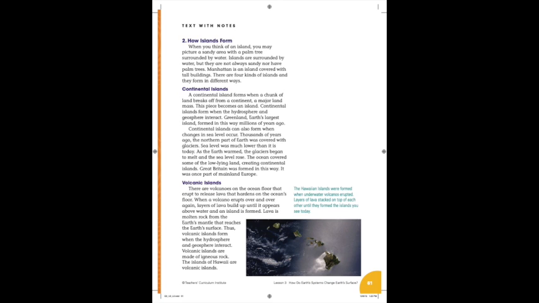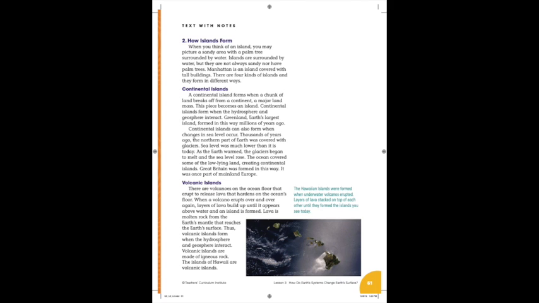The islands of Hawaii are volcanic islands. On the bottom of page 61, there is a picture of the Hawaiian Islands right there, and the caption reads, "The Hawaiian Islands were formed when underwater volcanoes erupted. Layers of lava stacked on top of each other until they formed the islands you see today." Pretty wild to think that one of our states is a bunch of volcanoes.